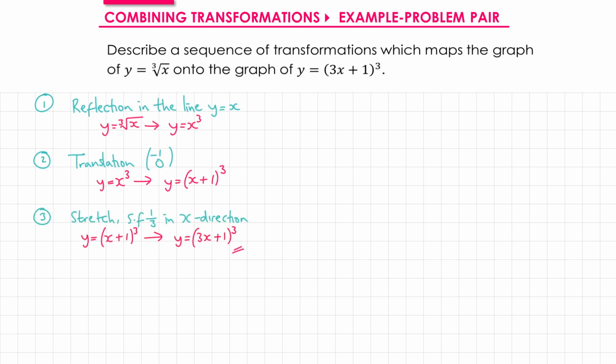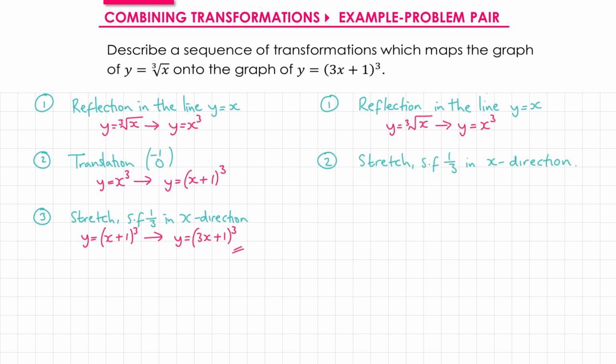An alternative combination is to reverse the order of 2 and 3, although this will affect the translation. So we'll stick with the reflection in the line y equals x first. We then apply a stretch of scale factor 1/3 in the x direction. That tells us to replace x by 3x.